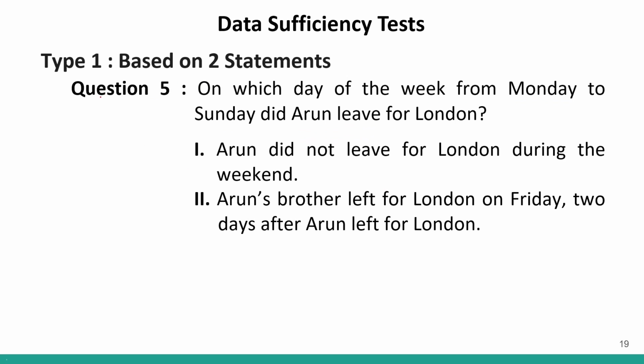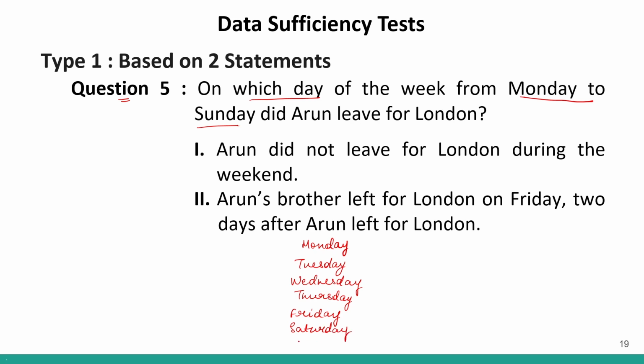Now, coming to question number 5. We have to find out on which day of the week from Monday to Sunday did Arun leave for London. So how many days from Monday to Sunday? Monday, Tuesday, Wednesday, Thursday, then we have Friday, Saturday and Sunday. Correct? These are the days of the week.